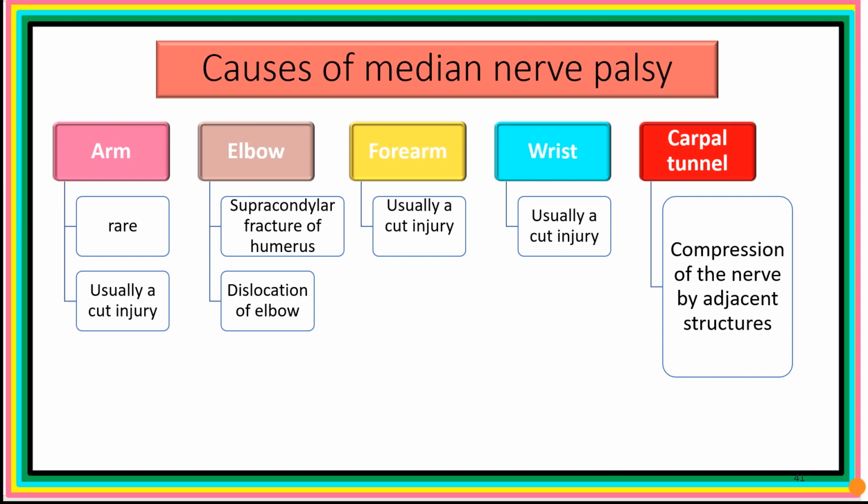Whenever we have median nerve palsy coming up from the forearm and the wrist, it usually comes as a result of cut injury. The most common point of injury to the median nerve is actually at the level of the carpal tunnel. This is where we see the median nerve passing between tendons of muscles running from the forearm to the hand. And here we have compression of the nerve by these adjacent structures. So let's look at the types of palsy.